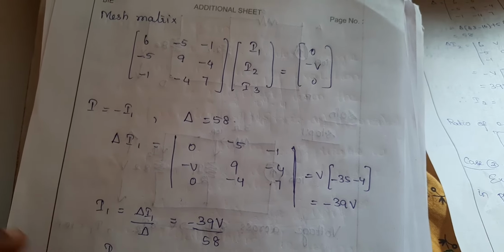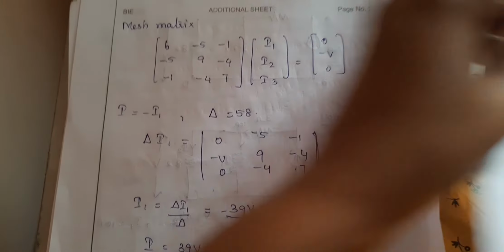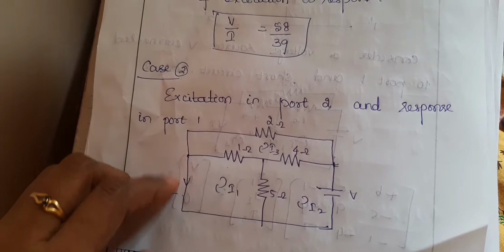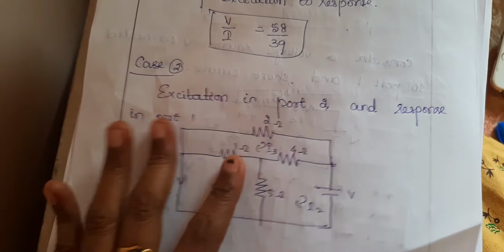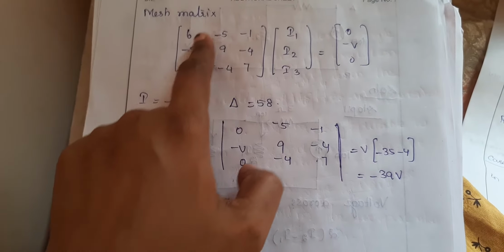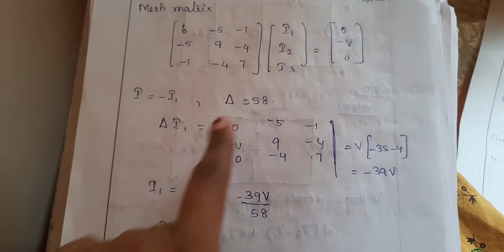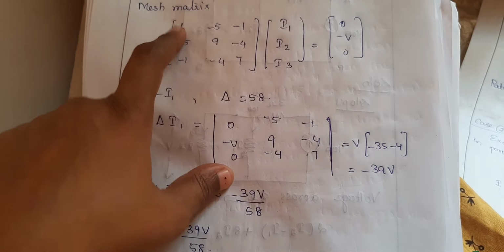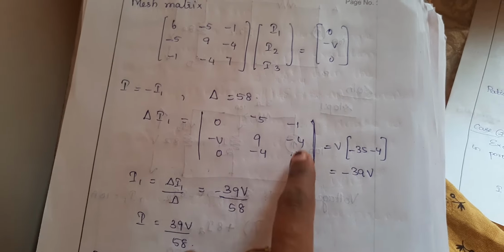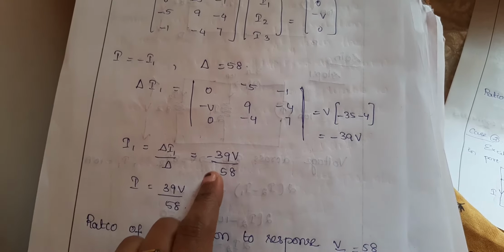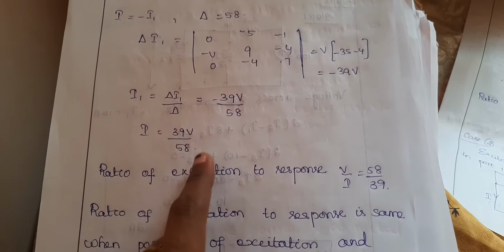So we need to find the value of I, which is minus I1, because I is in the downward direction and I1 is in the upward direction, opposite in direction, so minus I1. First you want to find delta. The delta value is already found as 58. For delta I1, in the first position you substitute 0, minus V, 0. After calculating you got minus 39V. So I1 is equal to minus 39V by 58, that is, I is equal to 39V by 58.